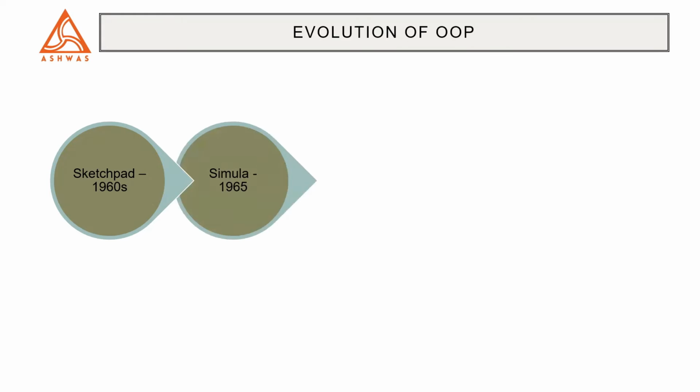However, the honor of being the first ever OOP language goes to Simula, which was formalized around 1965. The concepts of classes, inheritance, and dynamic binding, which were later used and fine-tuned by other OOP languages, were first successfully implemented in Simula.